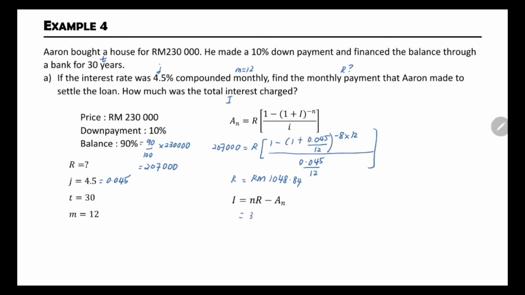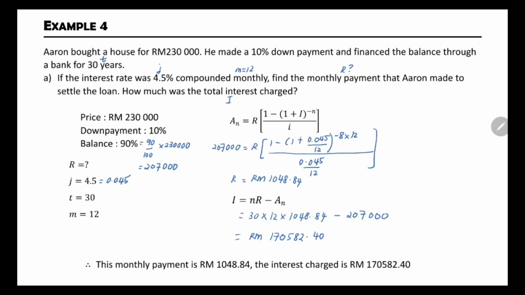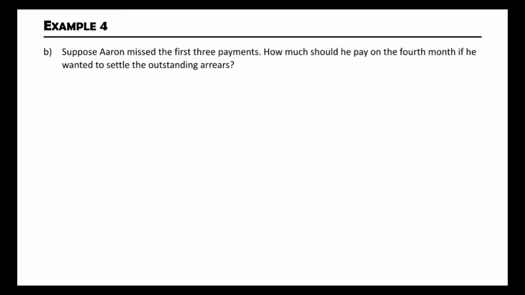and total interest is NR minus AN. N is T times M, 30 years, M is 12. R is 1048 and 84, minus AN, 207,000. So I is RM 170,582 ringgit with 40 cent. The monthly payment is RM 1,048 ringgit 84 cent. The interest charge is RM 170,582 ringgit 40 cent.